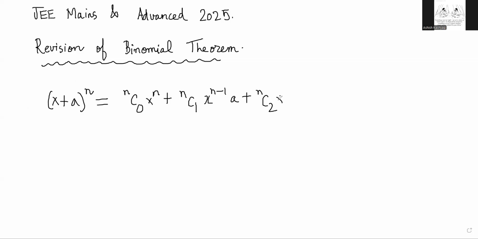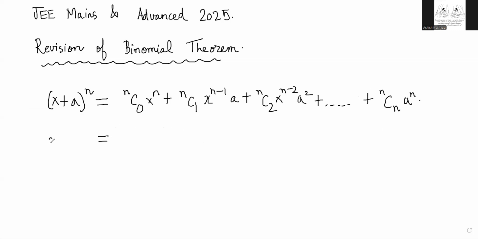So basically, it's a way to expand an expression of the form (x + a)^n. And we can say that this expansion is nC0 x^n + nC1 x^(n-1) a + nC2 x^(n-2) a^2, and so on till nCn a^n.